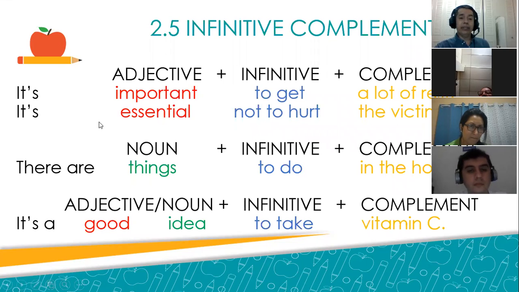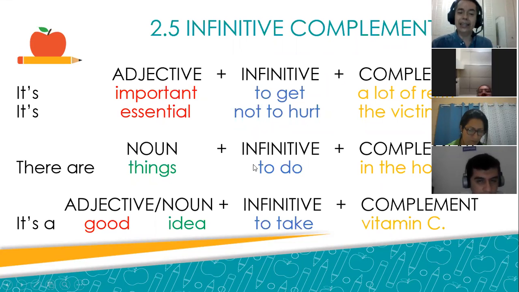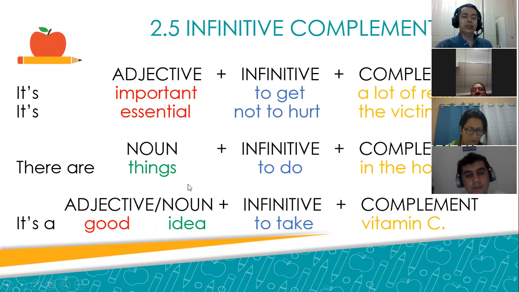Then in a negative form, it's essential not to hurt. So to change the infinitive to negative form, you add the word not, right? And then you say the preposition to and the verb, not to hurt the victim, right? Okay, and you can also use nouns. Here, things is a noun, right? And then the infinitive to do in the hospital. There are things to do in the hospital, right? Especially these days for the doctors and nurses, there is a lot of work to do there, right?